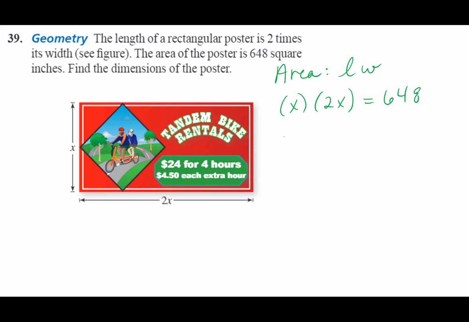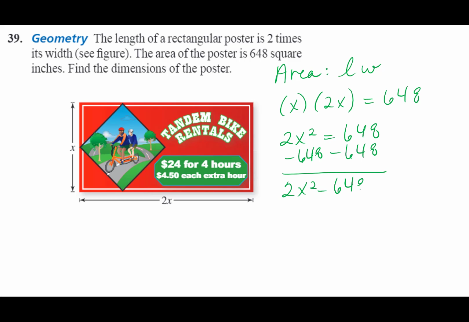Go ahead and multiply that together to get 2x squared equals 648. Because we're still using the zero factor property, let's move everything over to the left side. 2x squared minus 648 equals 0. Factor out the greatest common factor of 2. That's x squared minus 324 equals 0. We can ignore that 2 and just focus on this difference of squares, x squared minus 324.